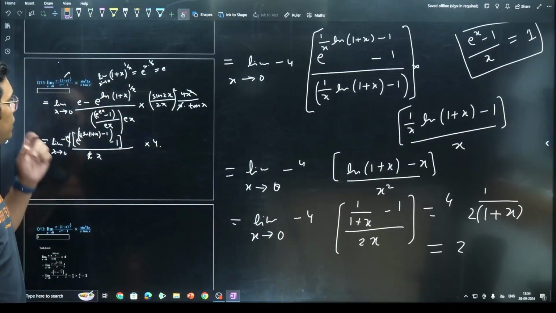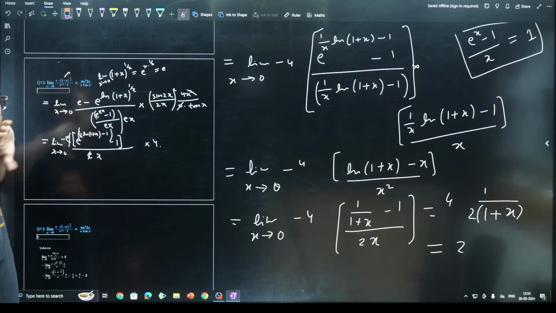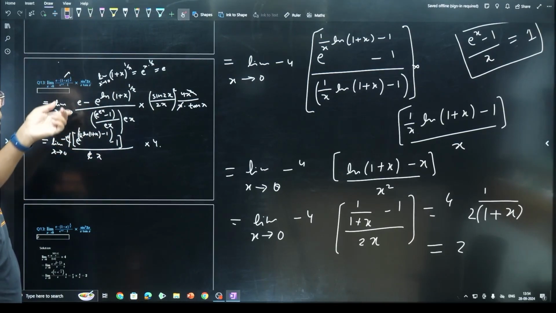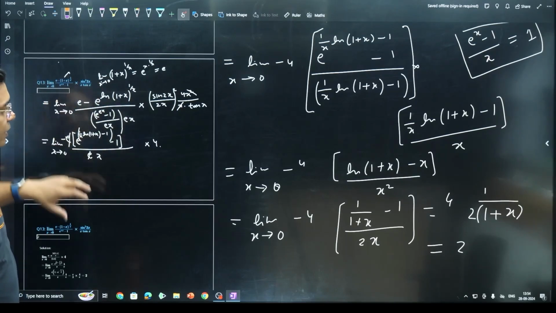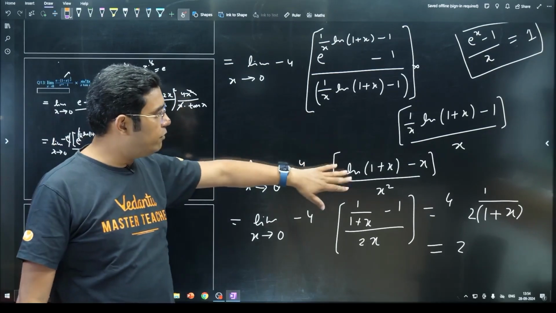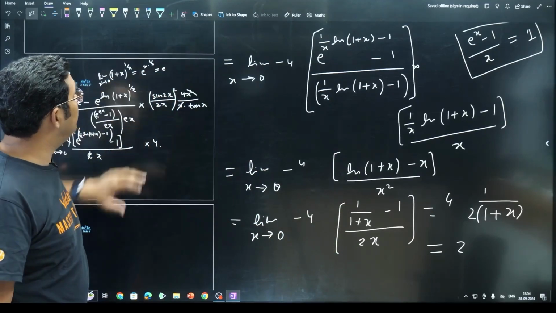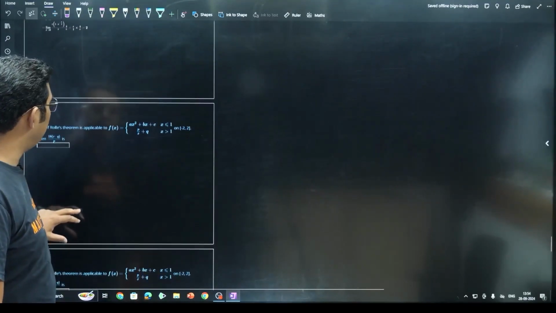Bit tricky question because of taking log in a special manner, where you have to write this 1 plus x raised to the power 1 by x as e raised to the power something. So that is the bit tricky portion, and here you could have done by expansion also or by LH also. Okay, so moving to the next question, that is 14, I think second last question.